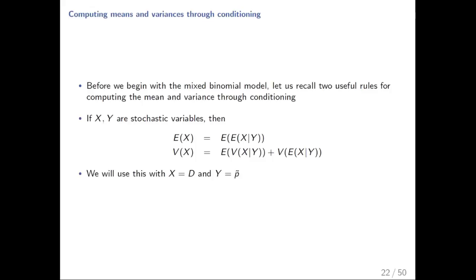Right? So these are just two results that we're going to use in the next couple of slides. And what we're going to use these with is we're going to assume that x is the random variable that we care about, which is d, the number of defaults, and the y we're going to condition on is p. So we're going to want to think about statements like, what is the expected number of defaults conditional on p, or what is the variance of the number of defaults conditional on p, where p is going to be something drawn from a distribution and it's going to change around over time.